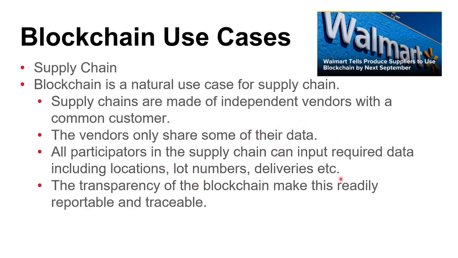And all participants in the supply chain can input the required data, including locations, lot numbers, and deliveries, with only visibility to the end customer. So the transparency of the blockchain makes all the data on it readily reportable, traceable, and verifiable. And if a problem is detected, again, it can be traced back to a particular lot or a particular shipment.